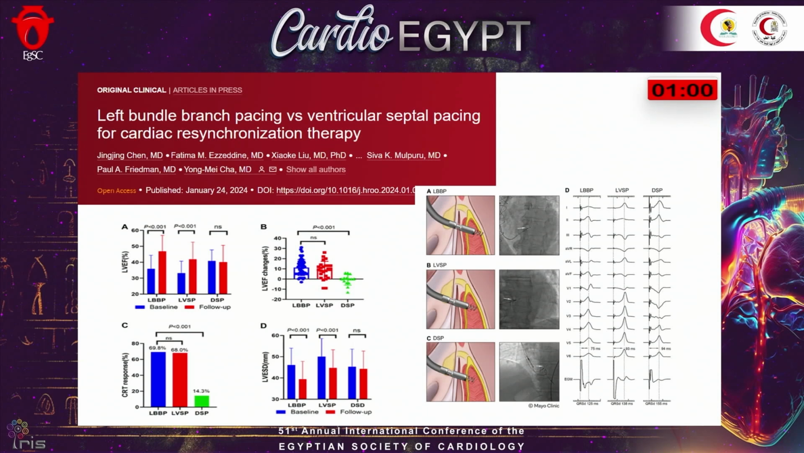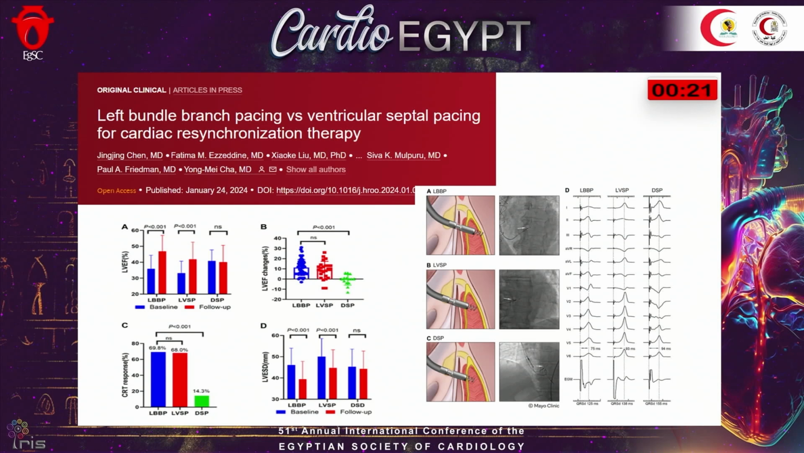Also, this paper, published last January, compared left bundle branch pacing, selective pacing, versus ventricular septal pacing in patients who have a half-RAF and an indication for CRT. The question is whether you should implant your lead inside the left bundle to get a better response. They divided the patients into three groups: left bundle branch pacing, either selective or non-selective; left ventricular septal pacing; and deep septal pacing, not right, not left, mid-septal.